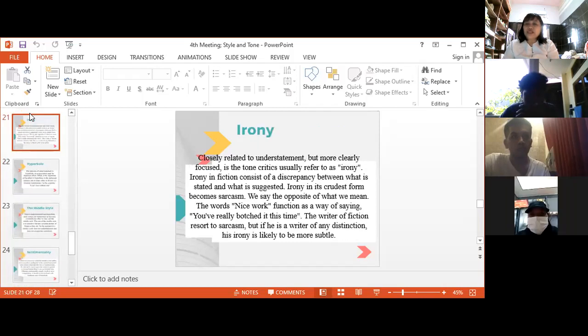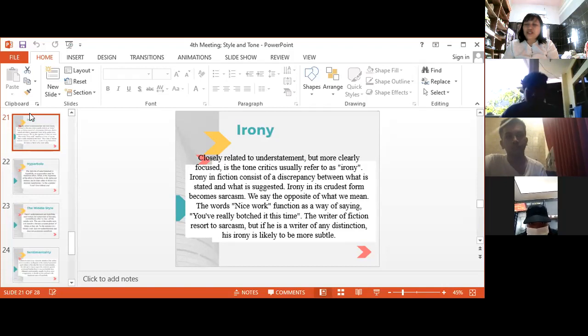Irony. Closely related to understatement, but more clearly focused, is the tone critics usually refer to as irony. Irony in fiction consists of a discrepancy between what is stated and what is suggested. Irony in its crude form becomes sarcasm. We say the opposite of what we mean. The words "nice work" function as a way of saying you really botched it this time.